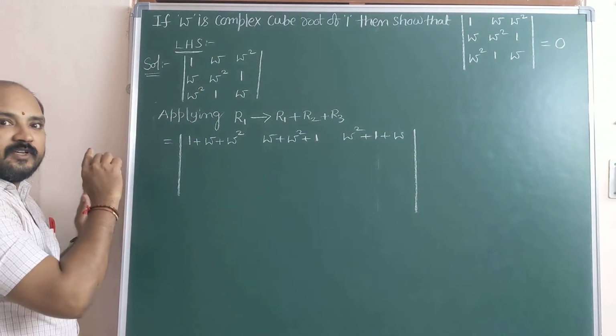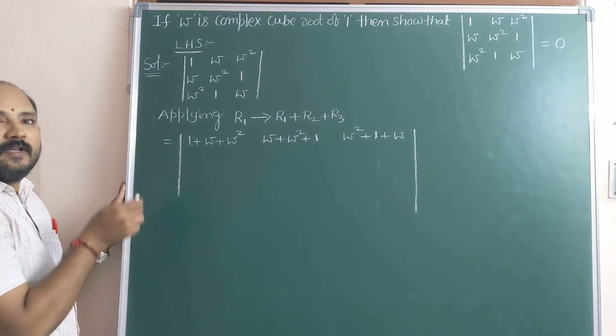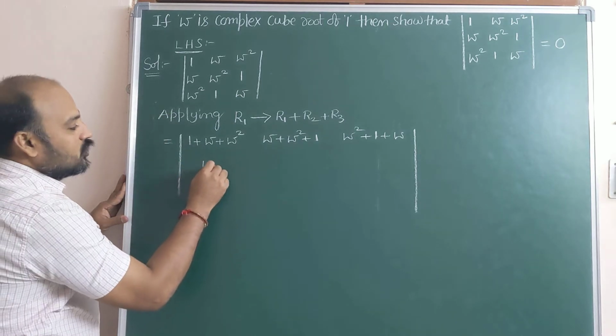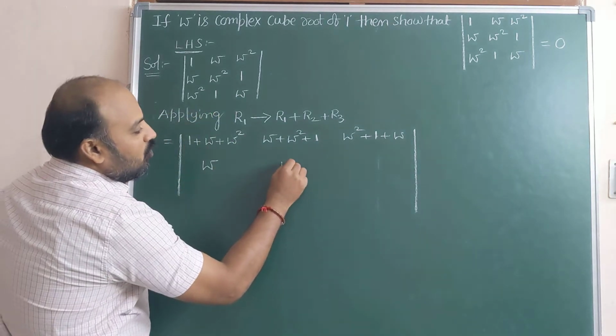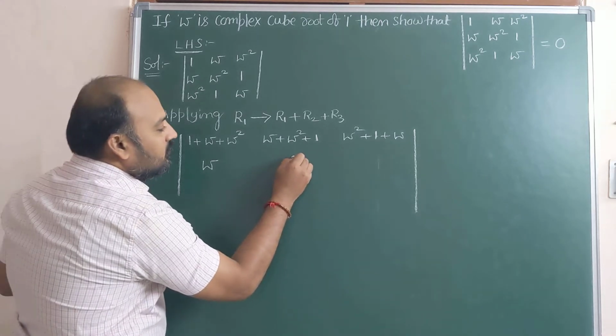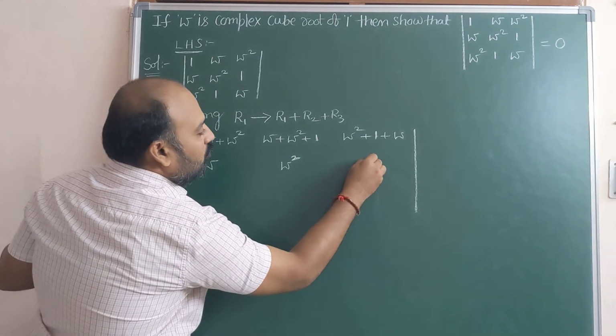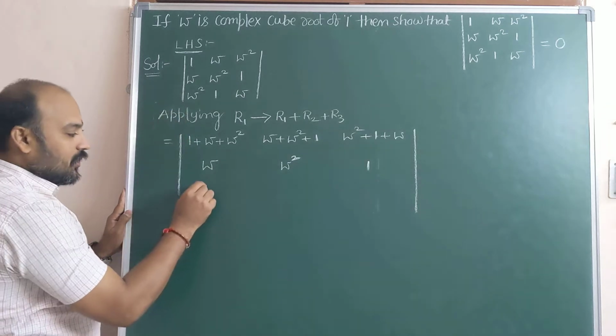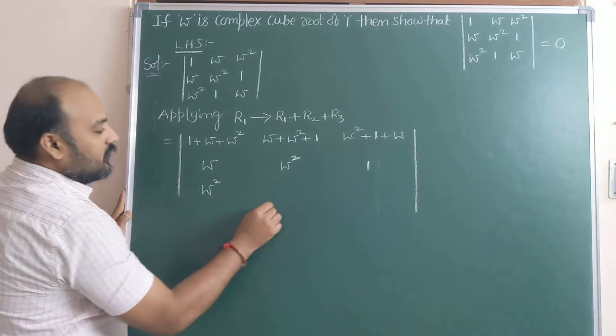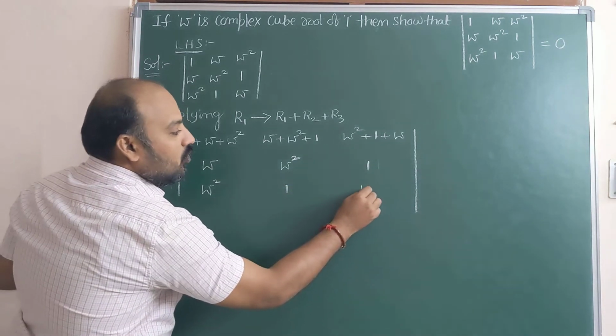So the rest of R2 and R3 stay as they are, we'll write it. So omega square, and here 1 in the row 3, omega square, 1, omega.